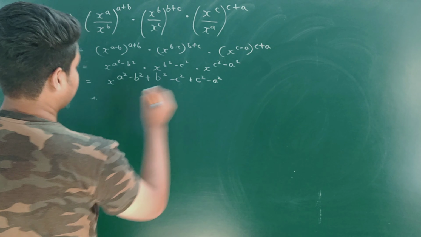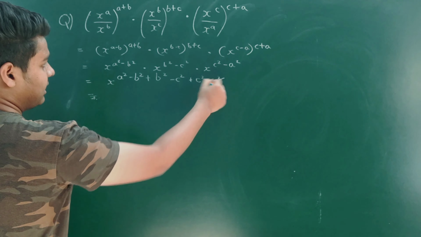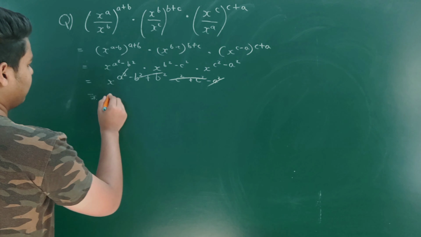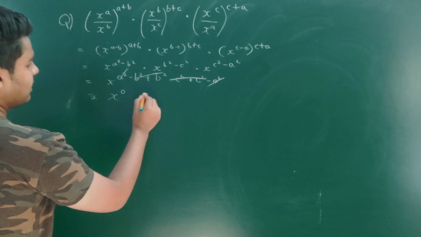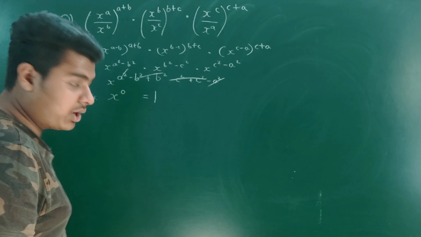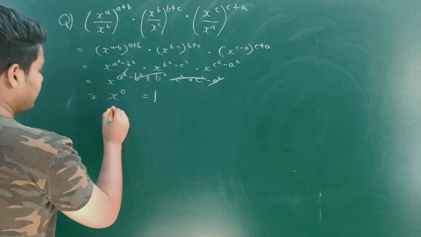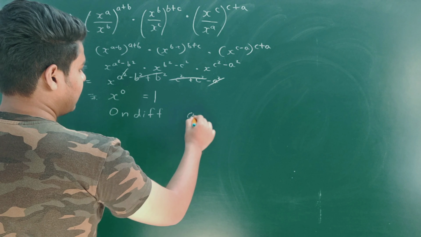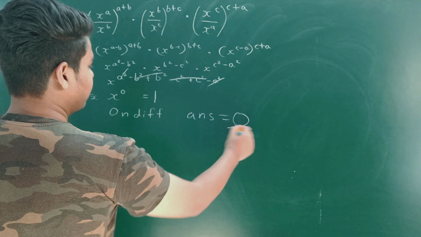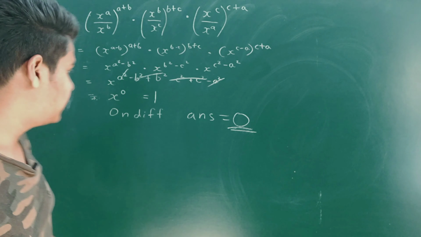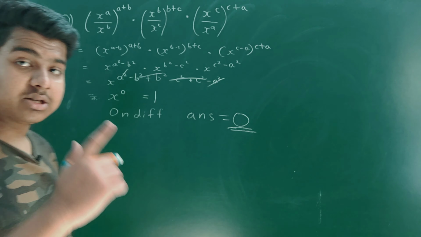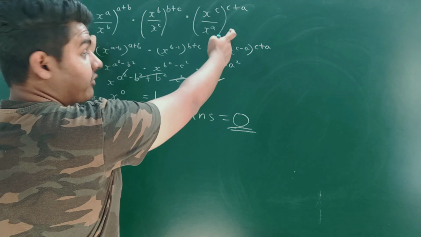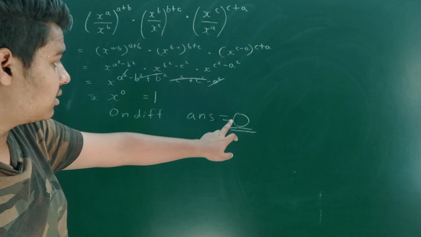So it becomes x to the power a square minus b square plus b square minus c square plus c square minus a square. And on solving this, a square minus a square gets cancelled out, minus b square plus b square gets cancelled out, minus c square plus c square gets cancelled out. So it becomes x to the power 0, that is 1. And if you differentiate 1, it will be 0, because differentiation of any constant results in 0. So if this expression is differentiated, you'll get the answer as 0.